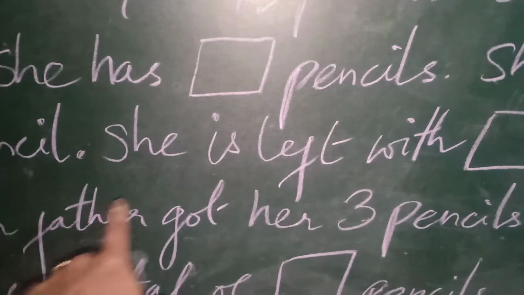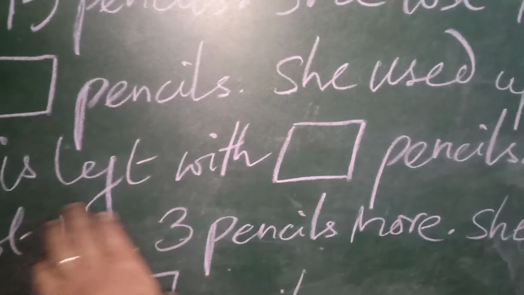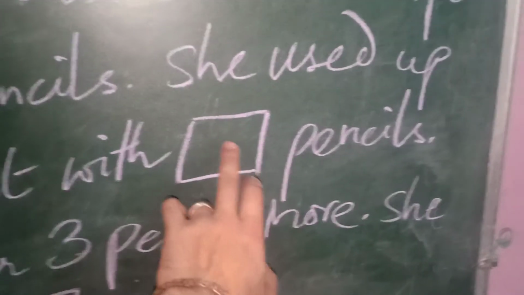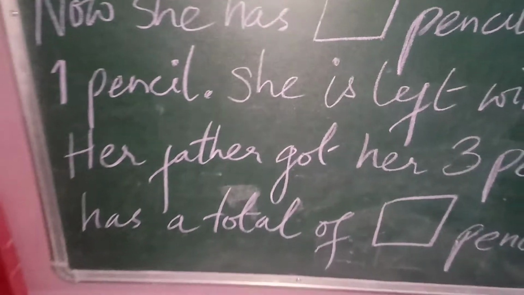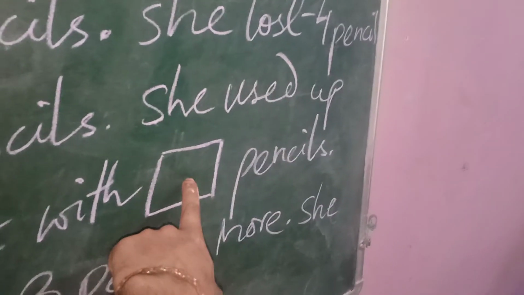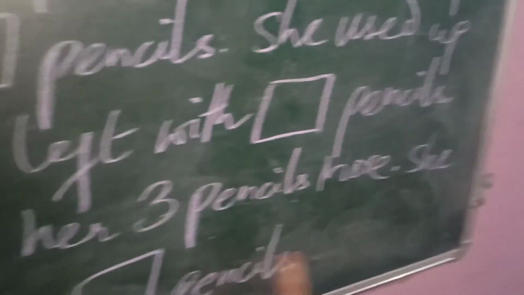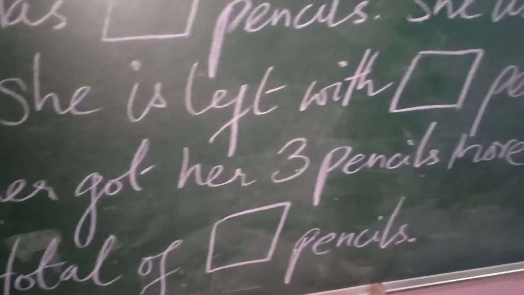Okay, after subtracting, how many pencils were left with her, you have to write it here. Okay, and her father got her 3 more pencils. Now you have to add to how many pencils are left with her. You have to add 3 to it, so that will be the total number of pencils.